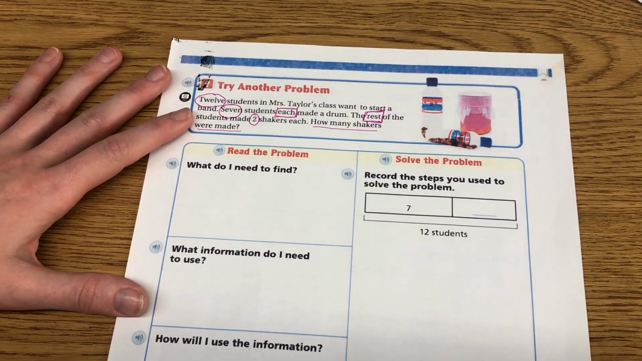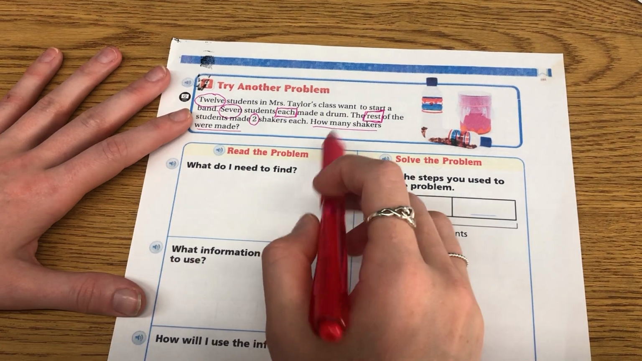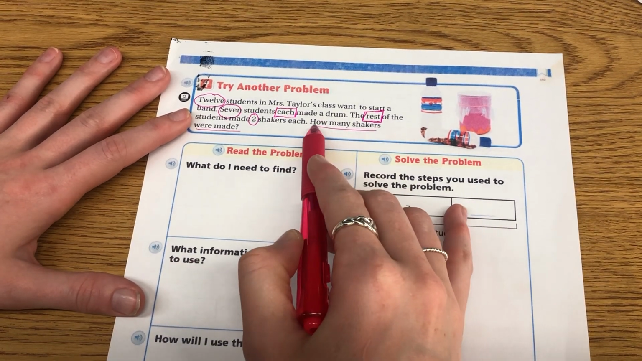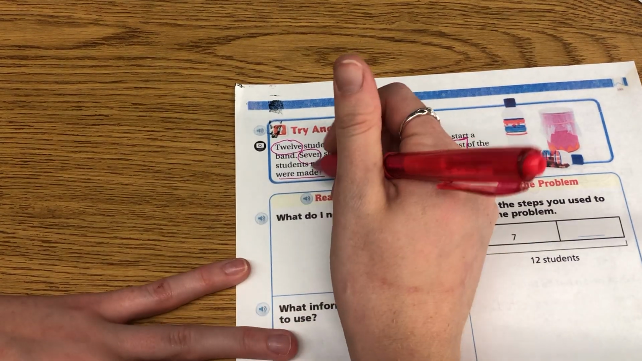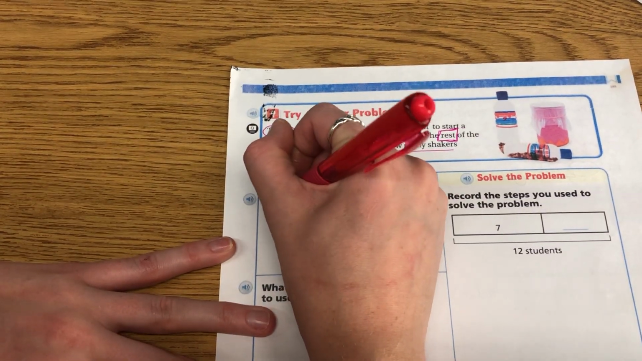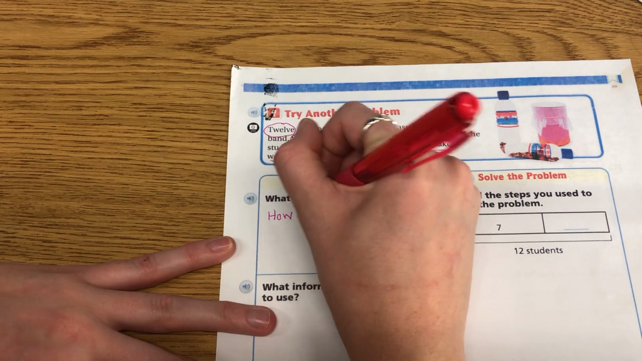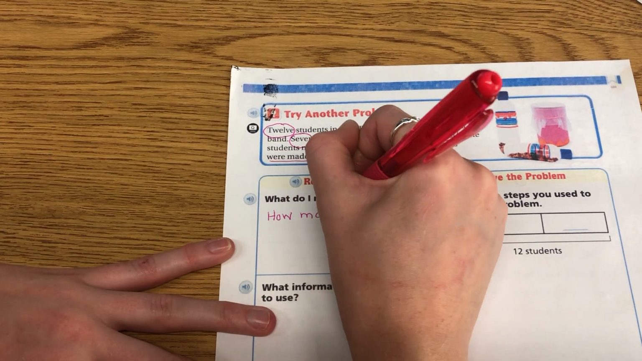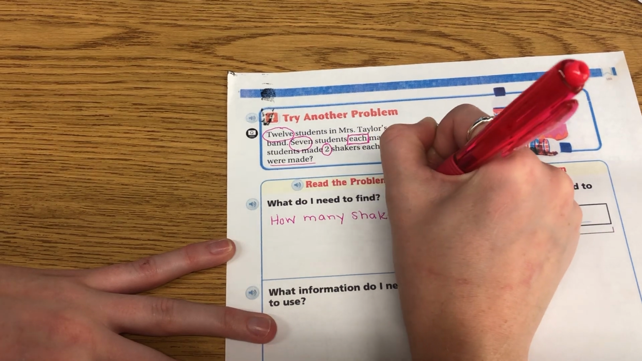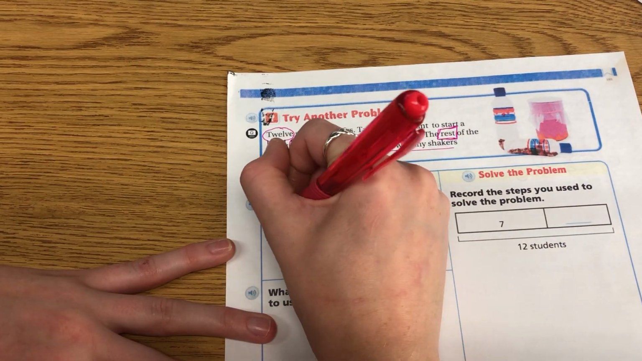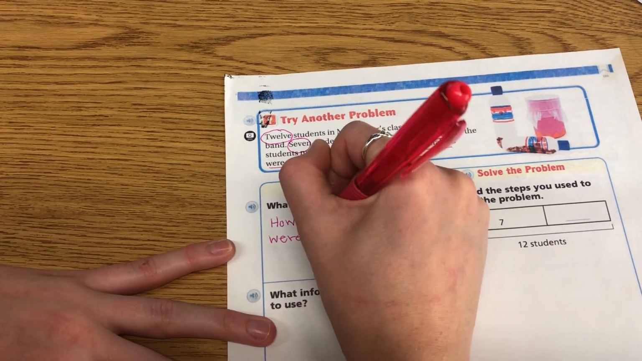All right, so what do we need to find? Well, let's take a look at that question. We need to find how many shakers were made. So I'm going to go ahead and write that down. All these words are in the question. How many shakers were made.